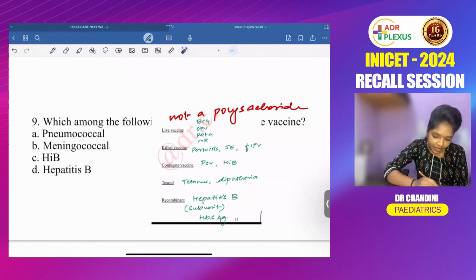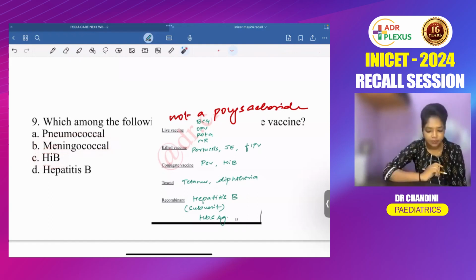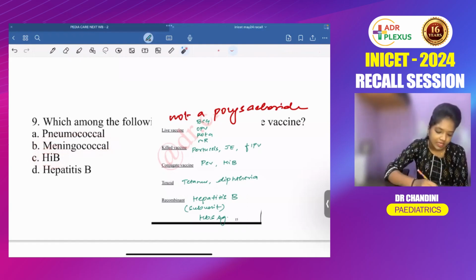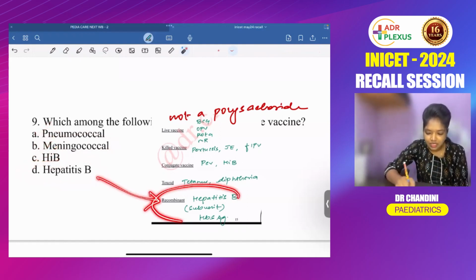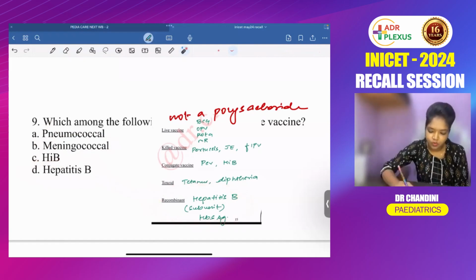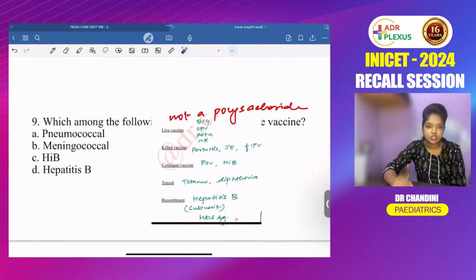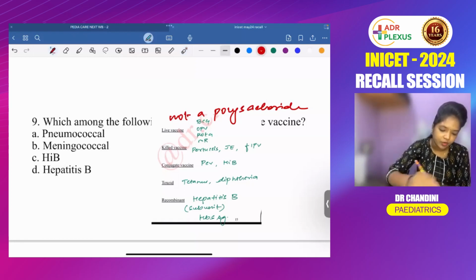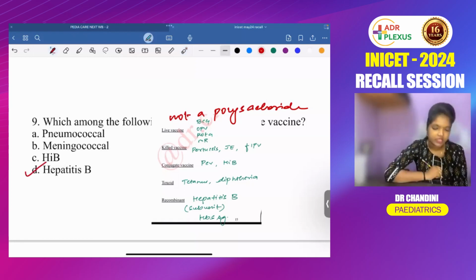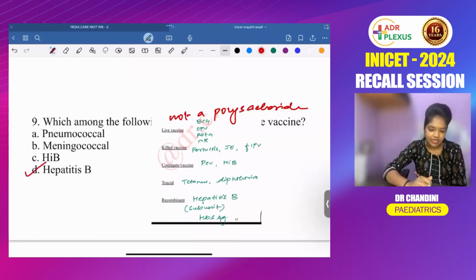So pneumococcal also has a polysaccharide vaccine. Meningococcal also has a polysaccharide vaccine. H influenzae B, previously a polysaccharide vaccine was available. Now these three had polysaccharide vaccines, but hepatitis B, as we have discussed in the class also, is a recombinant subunit vaccine where the HBsAg subunit is used. It is not a polysaccharide vaccine. So the answer is B, hepatitis B.